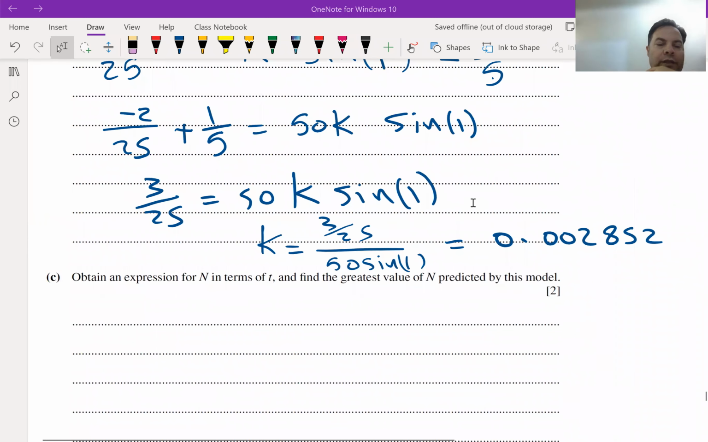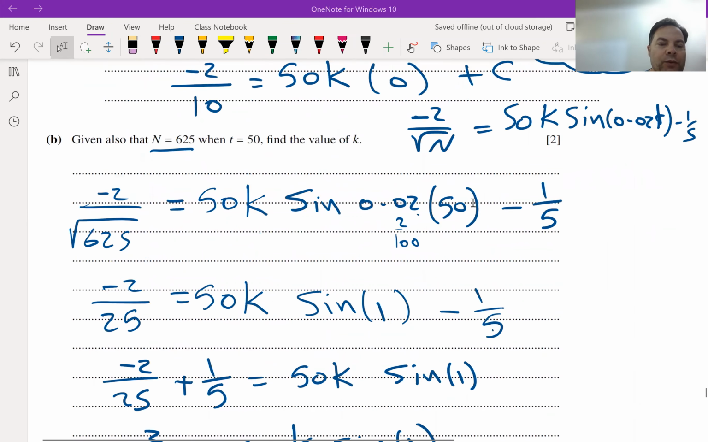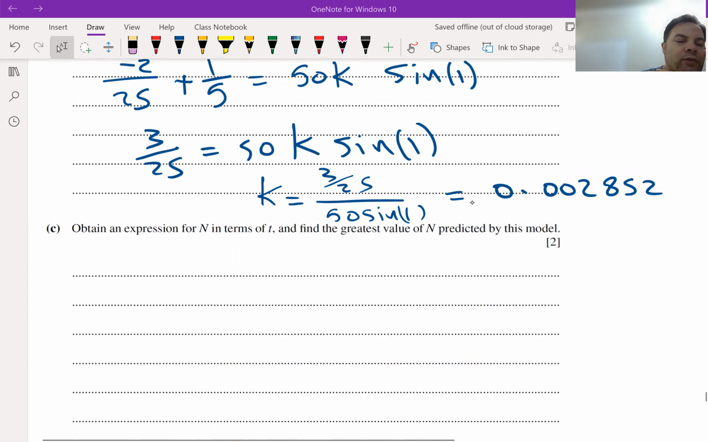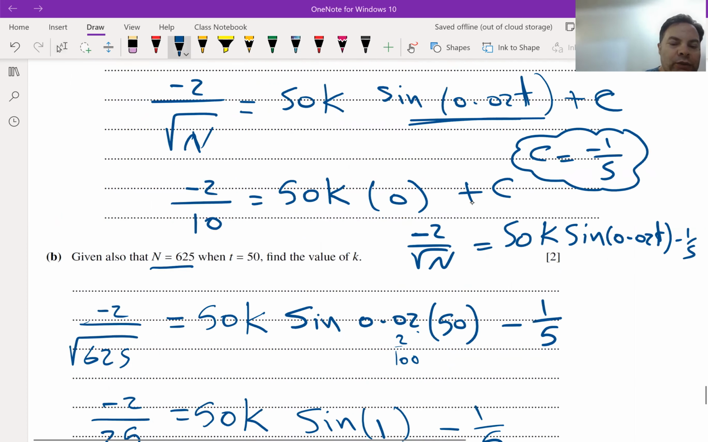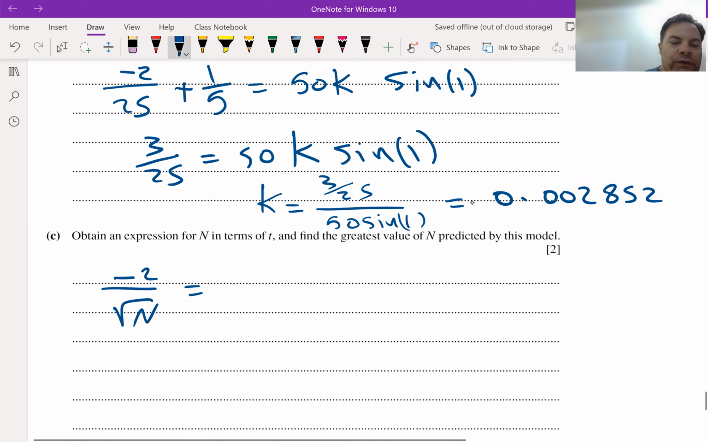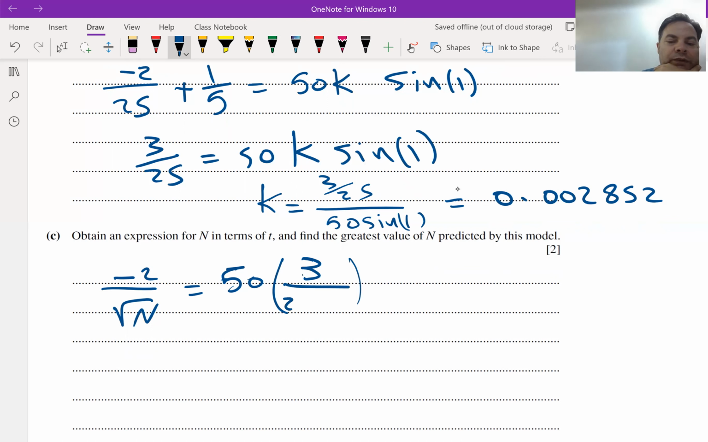In an expression for n in terms of t, back to this equation: negative 2 over root n is equal to 50k, so 50 times k, which is 0.0028, or we can write it exact, like 3 over 25 times 50 times sine 1. This is the exact value.